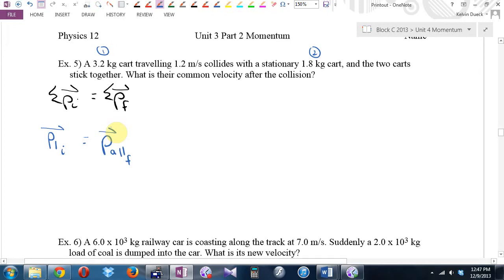Momentum is what times what? So this is going to be mass 1 V1 initial, vector bar, to remind myself to be very careful here. Wham, they collide. And this is going to be mass 1 stuck plus mass 2 times V final. There's the momentum of all of them after the collision, stuck together.